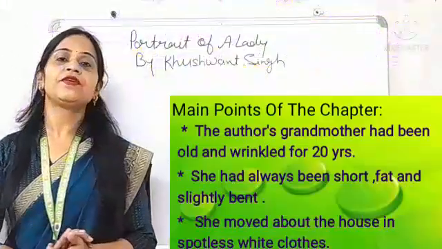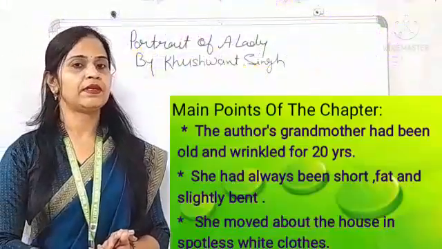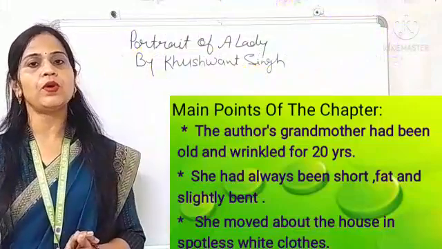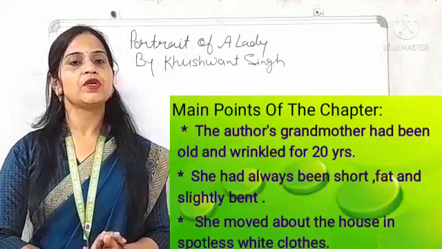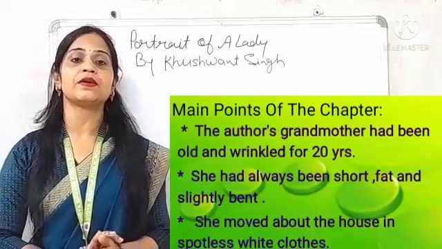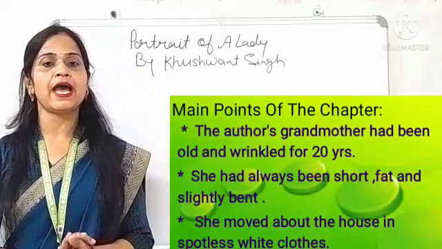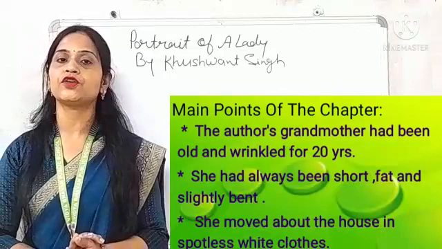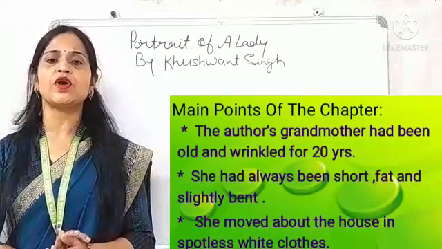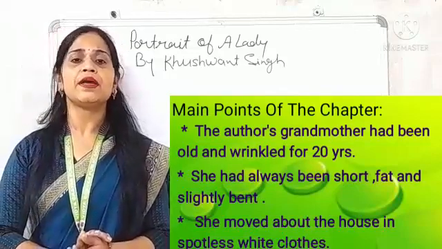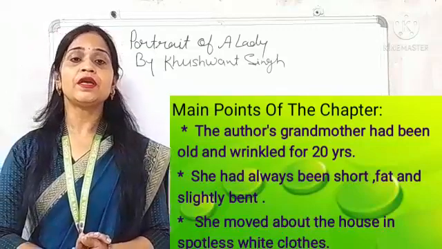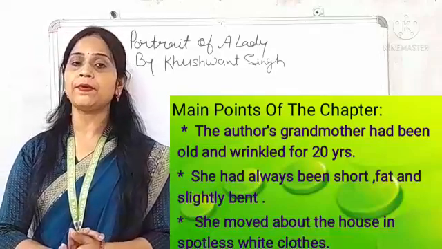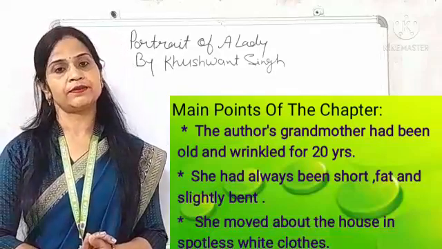Dear students, today we will do the main points of the chapter. The story begins with the writer's grandmother, who had been old and wrinkled for 20 years. So it was hard for the author to believe that once she had been young and pretty. His grandfather's portrait hung in the drawing room. He did not look like a person who would have a wife and children. He looked at least 100 years old, someone who should have lots of grandchildren.